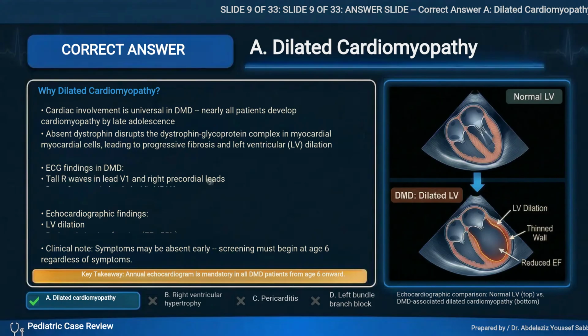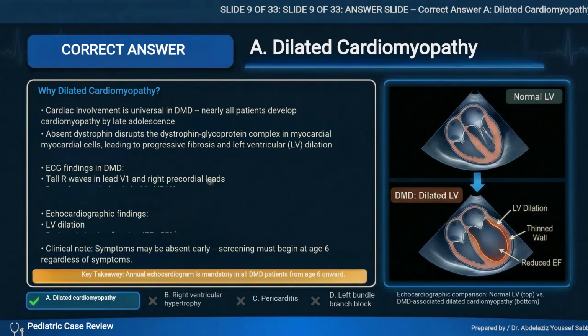Absent dystrophin disrupts the dystrophin glycoprotein complex in myocardial cells, leading to progressive fibrosis and left ventricular dilation. The electrocardiogram findings in Duchenne muscular dystrophy are characteristic. Tall R waves in lead V1 and right precordial leads, and deep Q waves in leads 1, AVL, V5, and V6, reflecting posterobasal fibrosis, which is a hallmark pattern.